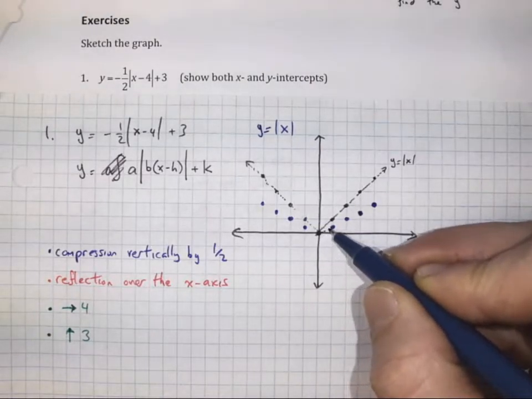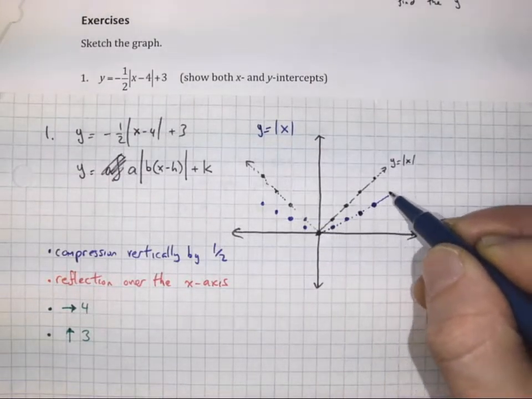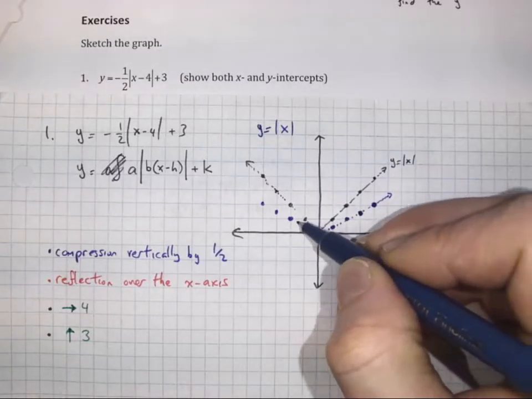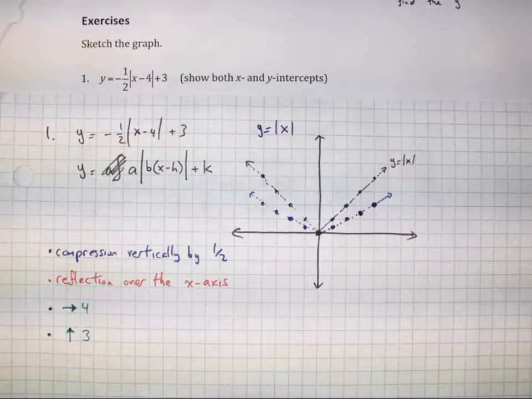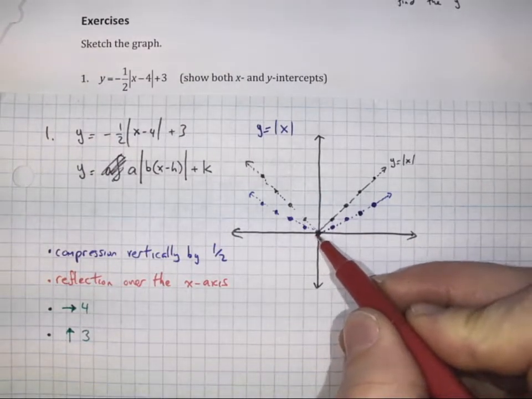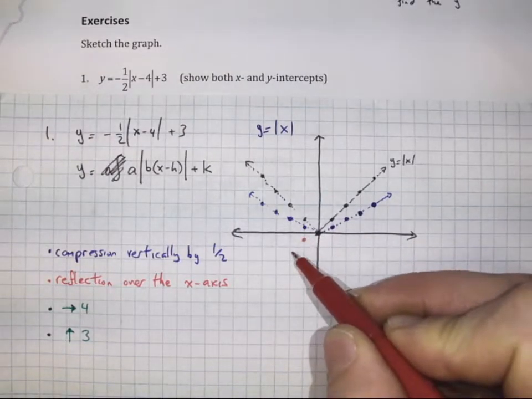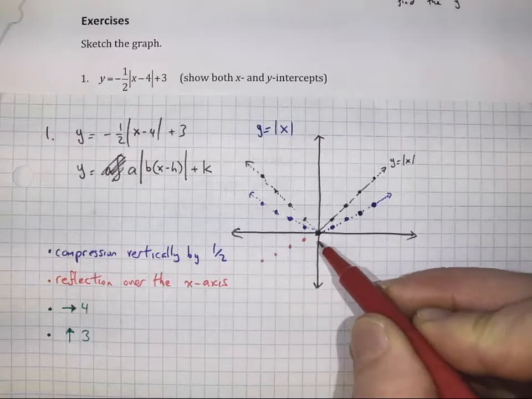Very nice. And I'm going to just try a dashed line here because I don't want things to get too messy. Although, probably this won't look very pretty by the end. And then I've got a reflection over the x-axis, so I'm going to take all these values and reflect them down here.